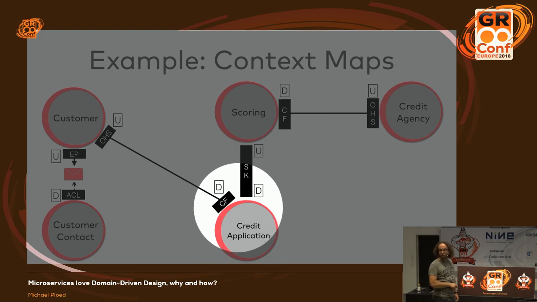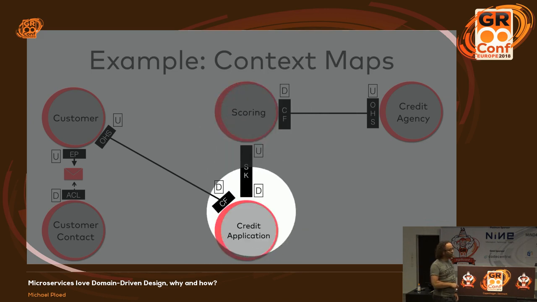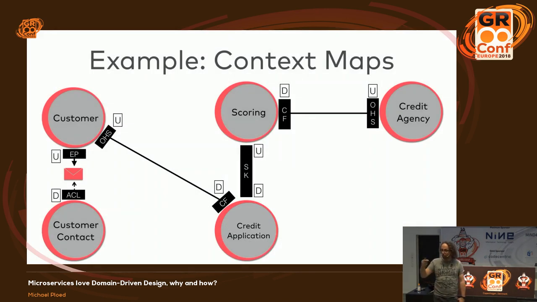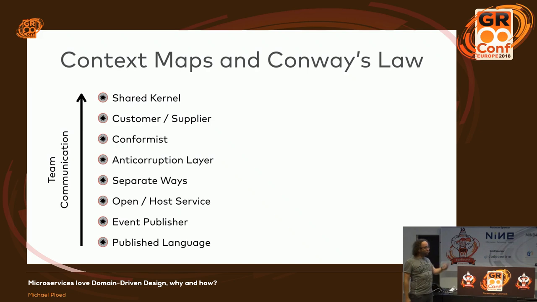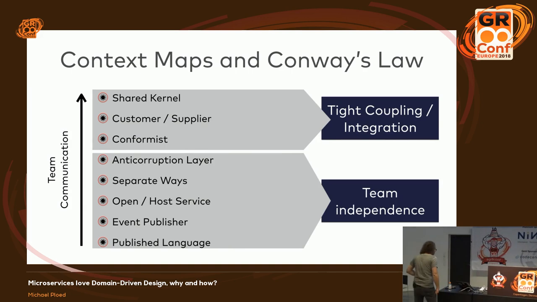That's a risk that you have. Scoring is running completely on the model of the credit agency, so the model of the credit agency lives in there as well. And since they have a shared kernel, there's a risk that part of the model of the credit agency might pop up in the credit application. Haven't you had that in a couple of refactorings? Oh, we changed something over there, and suddenly over there, the door fell off. And that's exactly that cascading effect that you have. And it's also a good fit for Conway's law. So some of the patterns call for tight coupling and integration. Others go for a rather, I would say, loose independence between teams.